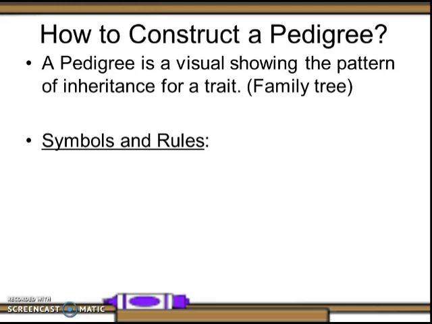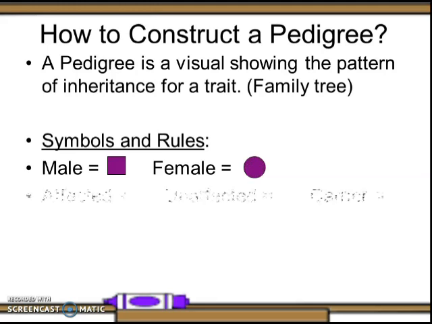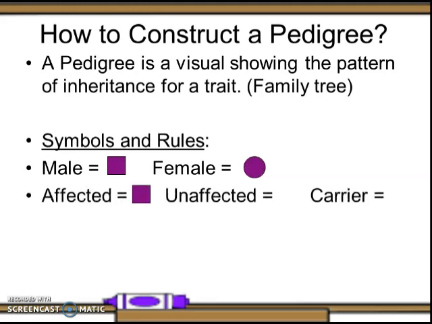Let's look at the symbols and rules. Squares represent males and circles females. A colored in shape means that the person has the trait, and a half colored in shape means that they are carrying an allele for a recessive trait. Link parents together with a line and then make a vertical line to connect to offspring.